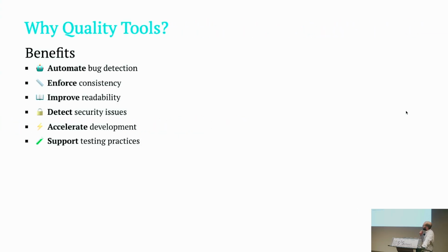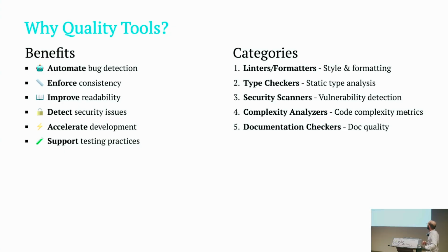What we call quality tools are tools that can help you in the daily process of developing software to automate bug detection, enforce consistency, improve readability, detect security issues that we talked about yesterday, accelerate the development and support testing practices. So every quality aspect that we have seen this week.